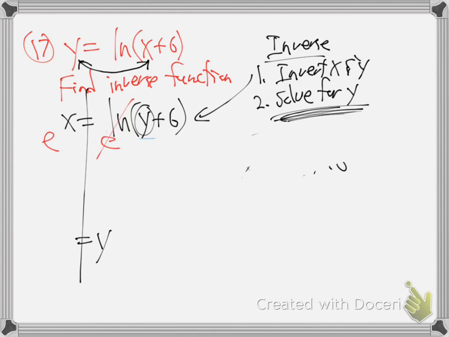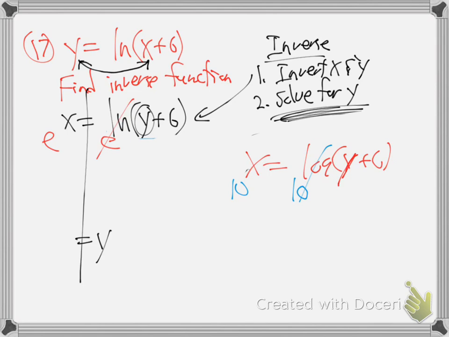What if instead of ln, that had been x equals regular log y plus 6? How would I get rid of regular log? 10, because 10 is its base. I would do 10 to both sides to get rid of it. So whatever the base is, you just do the power, because that's the opposite.